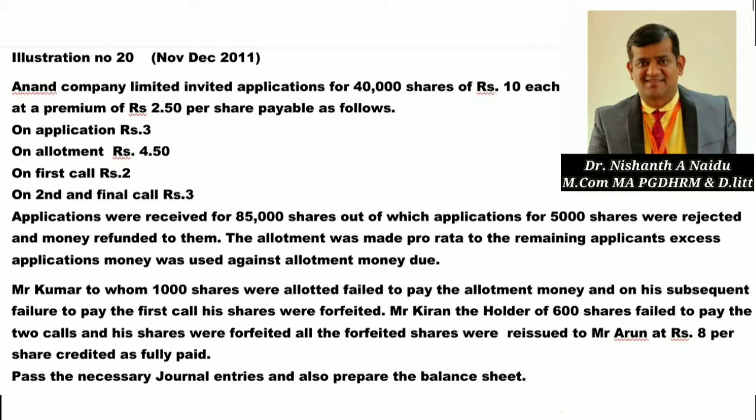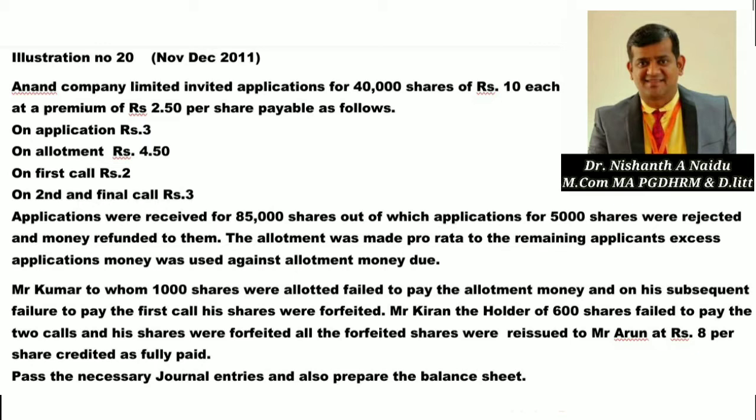Apart from that, Mr. Kumar, to whom 1,000 shares were allotted, failed to pay the allotment money, and again he failed to pay his first call also. So his shares have been forfeited. At the same time, Mr. Kiran, who is the holder of 600 shares, failed to pay 2 calls. 2 calls means first call, then second and final call. So he failed to pay both the calls.